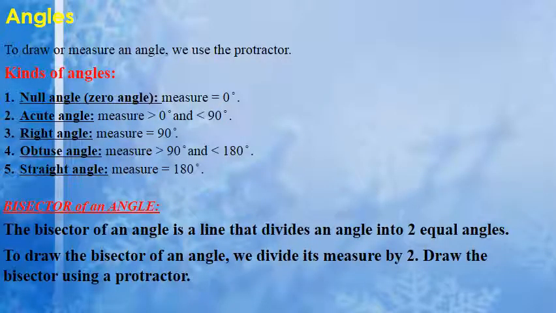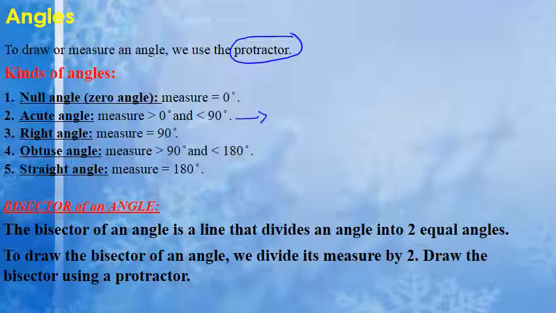Angles. First, we should know that to draw or to measure an angle, we always use a ruler, which is the protractor. So the protractor is used to draw or measure an angle. When we talk about one angle, we have 5 kinds of angles. The null angle or the zero angle, the angle whose measure is equal to 0 degrees. The acute angle, the measure of this angle is greater than 0 degrees and less than 90 degrees.